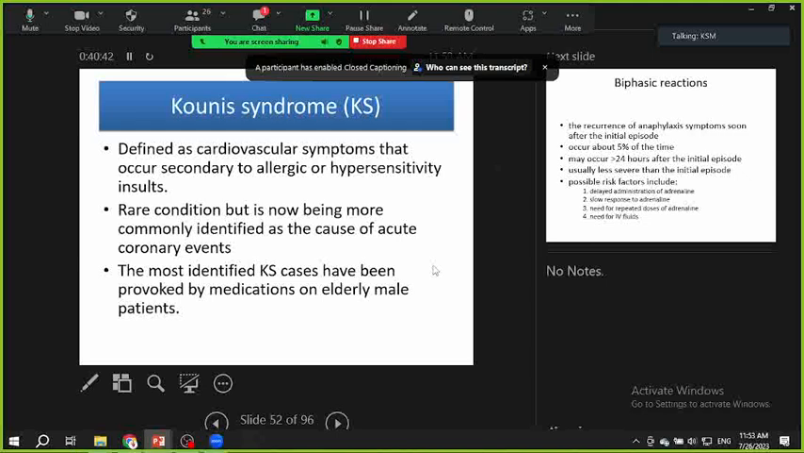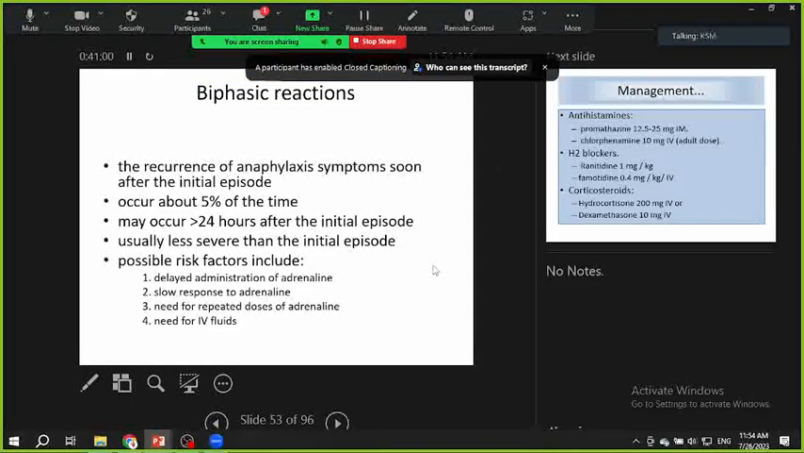What is Kounis syndrome? This causes a cardiovascular syndrome that occurs secondary to an allergic or hypersensitivity reaction insult. It's a very rare occasion, but these patients, even with allergies and anaphylaxis, get very low blood pressure. So you have to manage it in liaison with cardiologists, but this is very rare though not unheard of.